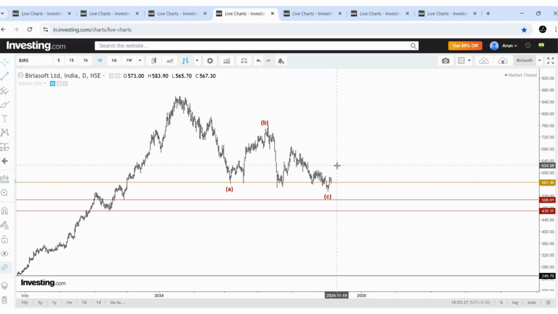With the help of waves, we understood the price may reach the 500 to 470 zone, and so far the price has reached 530. It could be the end of the correction, or the price may still make one more low to the 500 zone. We need to wait and watch. This is not any recommendation.